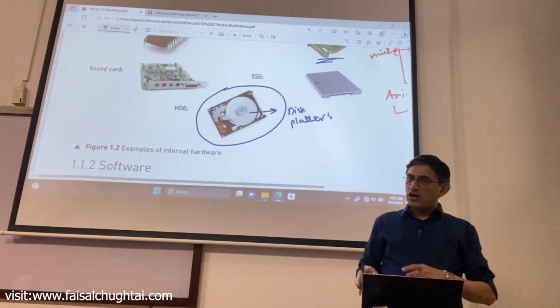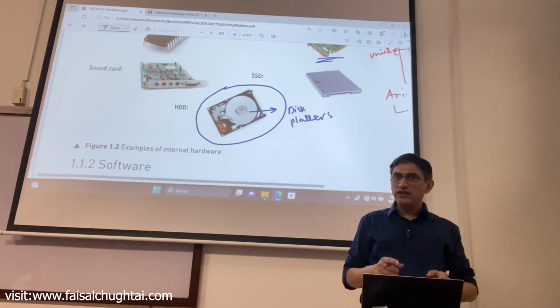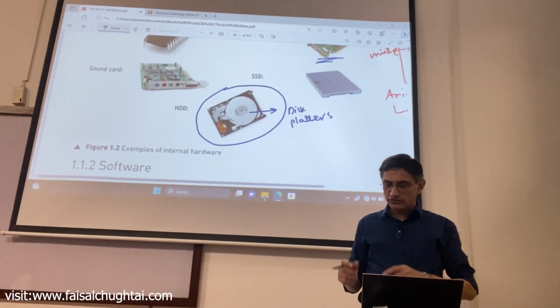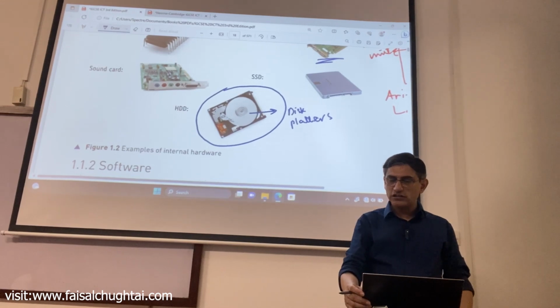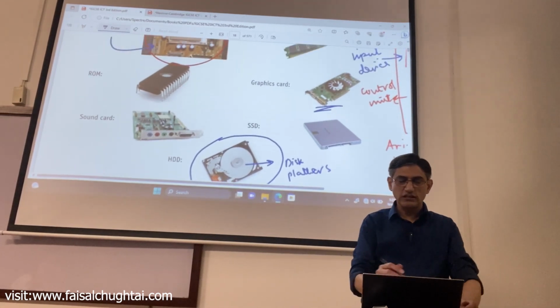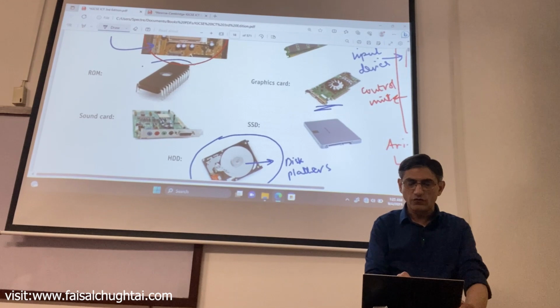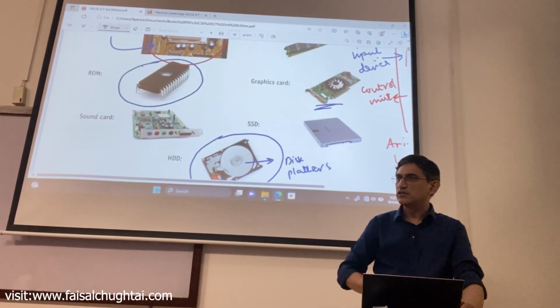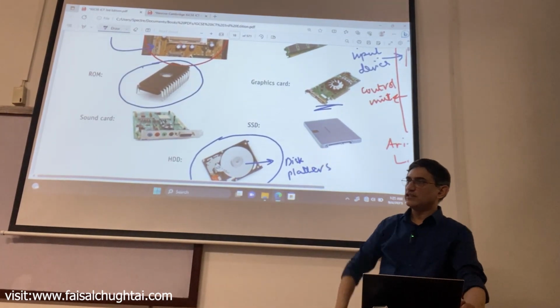Now, as opposed to a hard disk drive, we have SSD, solid state drive. What does a solid state drive look like? Well, solid state drives exist in the form of what are known as microchips. And this is how a microchip looks like.